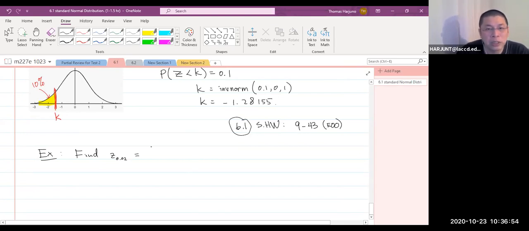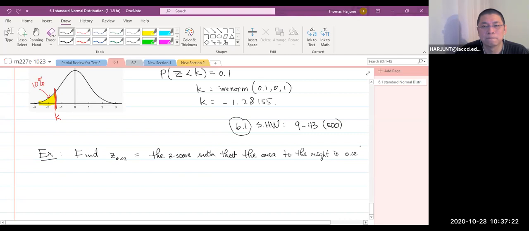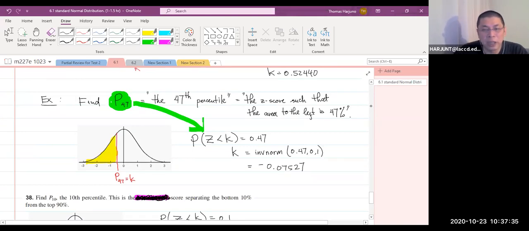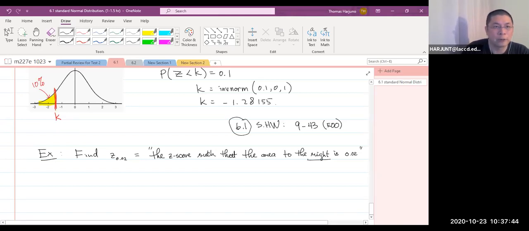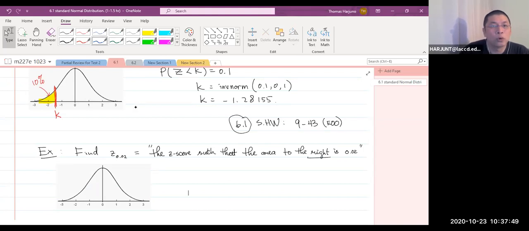Find z 0.02. This is the Z score such that the area to the right is 0.02. Remember earlier we have P47, the 47th percentile, where the area to the left is 47%. But if they use lowercase z 0.02, that's the area to the right. So it refers to the K here such that the area to the right is 0.02. That's what it means.